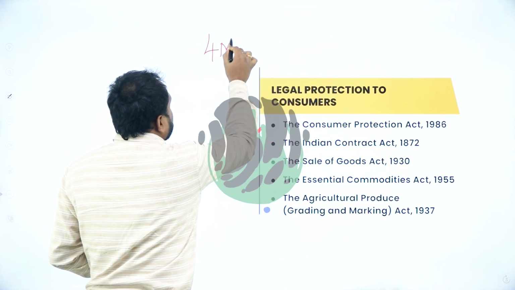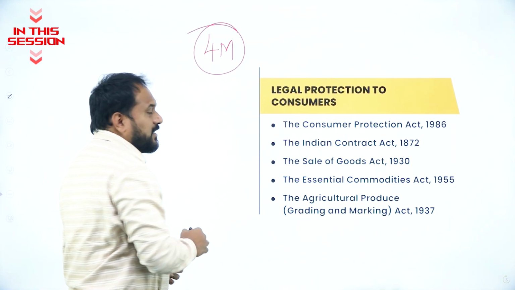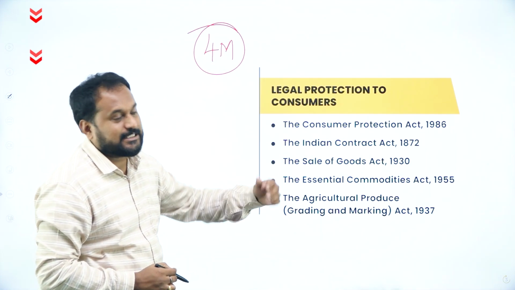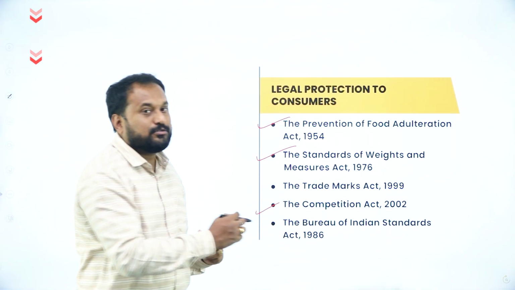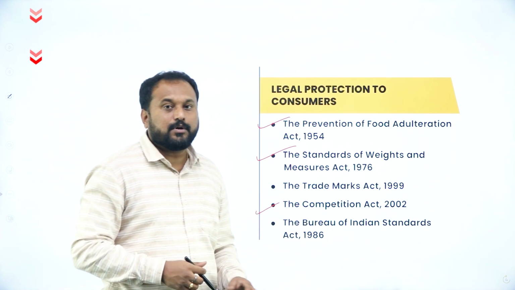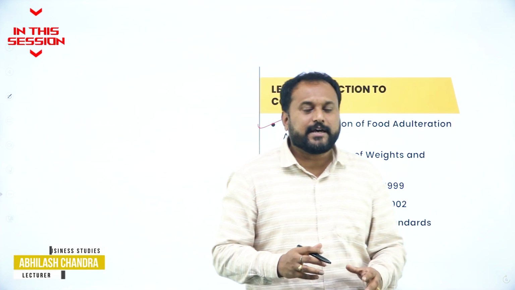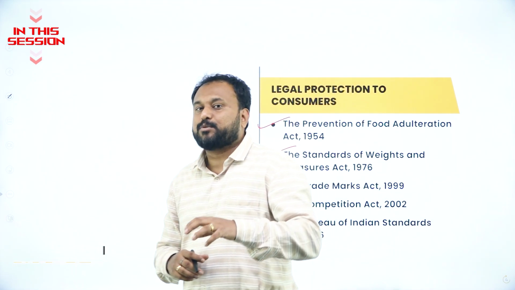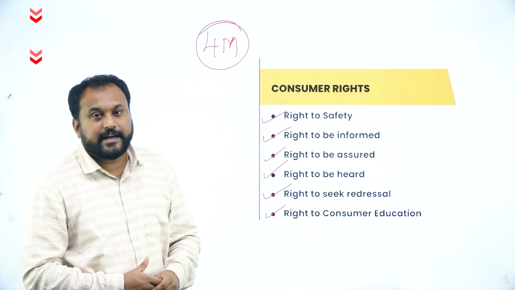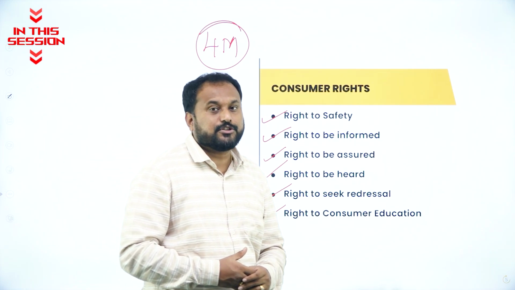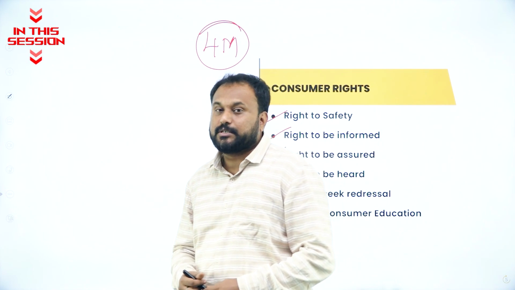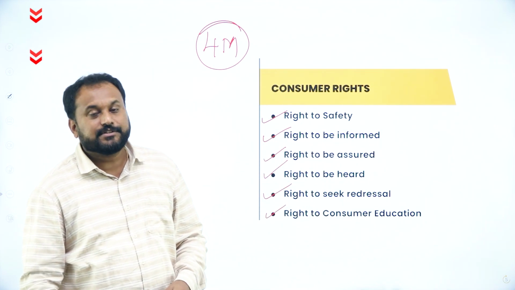Whenever you get any question for 4 marks, please write the meaning of consumer protection and then go with these things and start explaining it. The Competition Act 2002. See, 2002, what happened was there were a lot of competitions, so just to make sure that there should be healthy competition, this act was introduced. Right to consumer education. As a consumer, we should get education based on the goods, the product, and other kinds of services which are there.